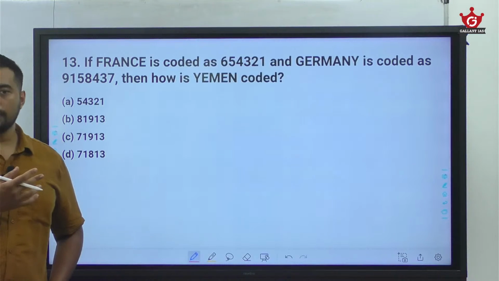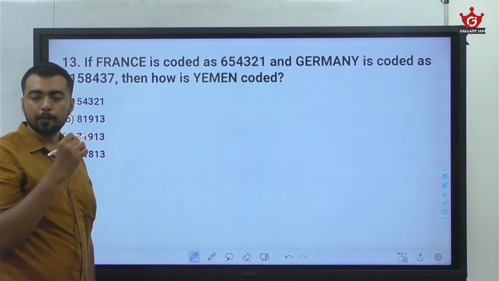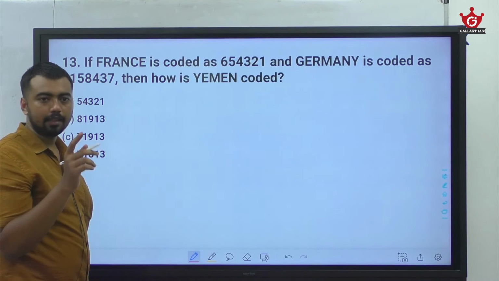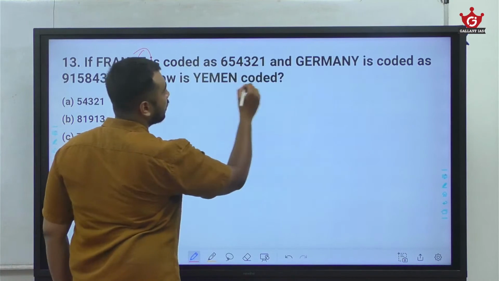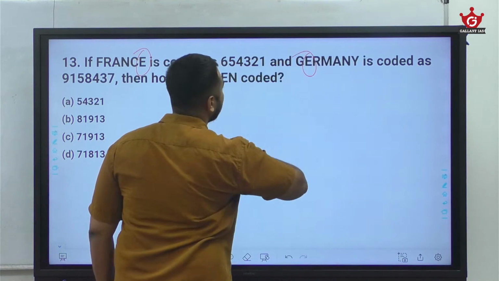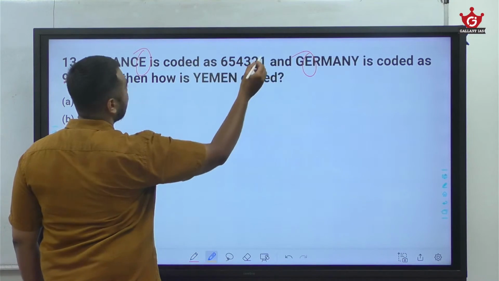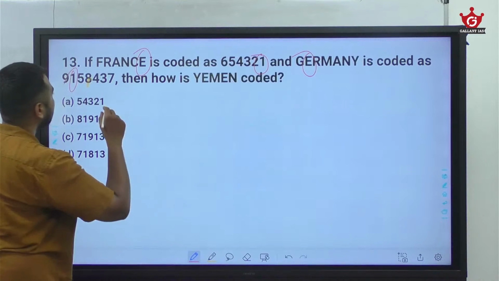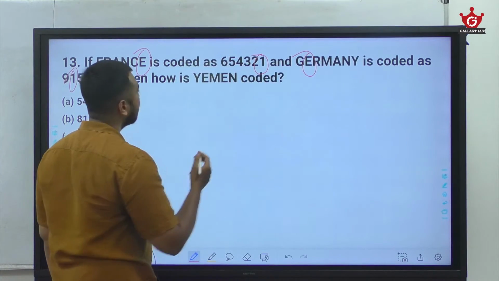You understood how you arrived at the answer, right? So here the numbers are corresponding to the letters. D is the answer. So E, what does it correspond to? It corresponds to 1. Now, we have established that it is corresponding to 1, right?